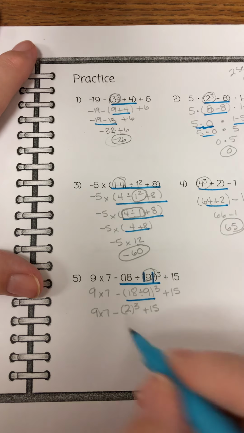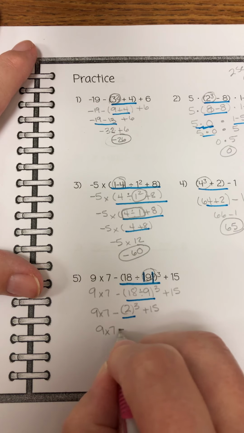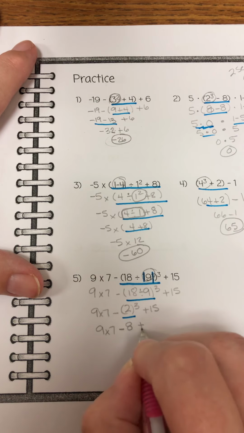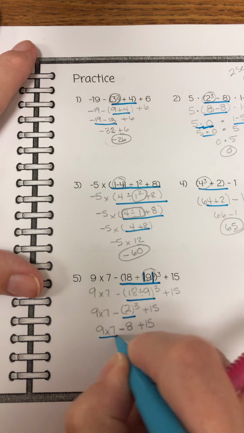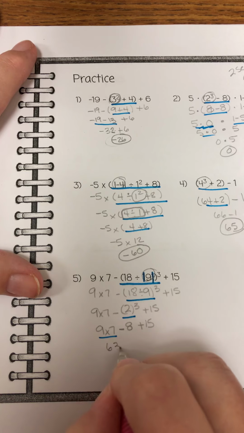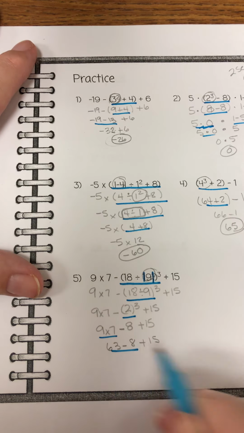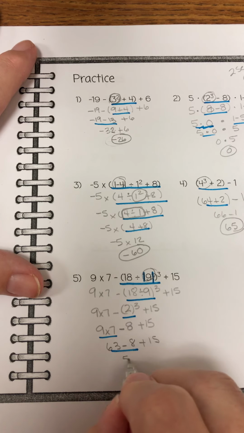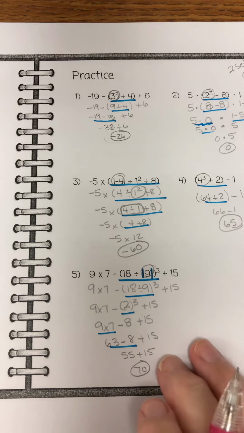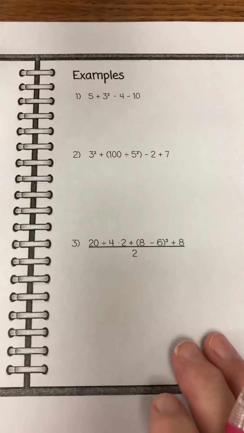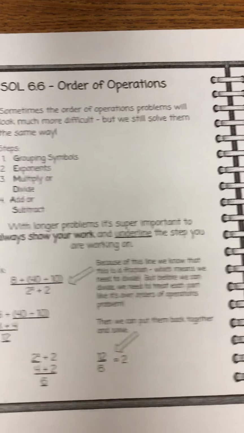And now we're going to take care of our exponent here. So 9 times 7 minus 8 plus 15. Get to multiply now. So that's 63 minus 8 plus 15. Do our subtraction. So that's 55 plus 15, which is 70. Very good.